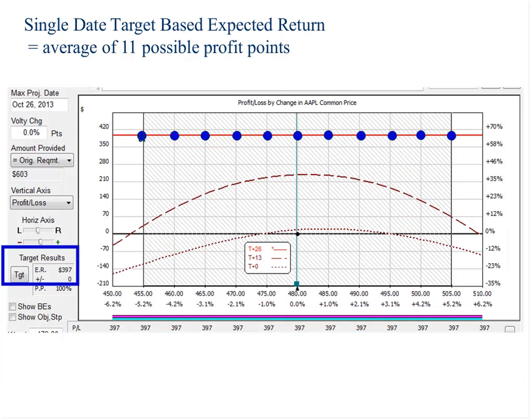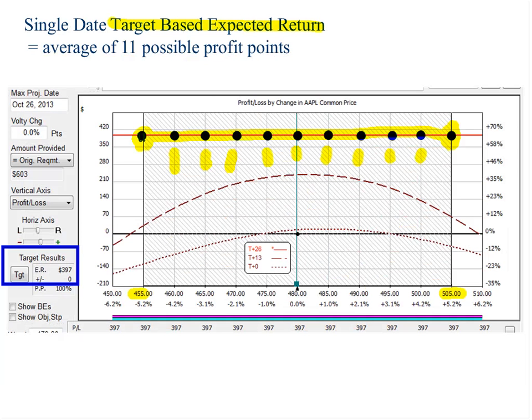Now, what OptionVue does to find the target-based expected return, it's going to take that target, for 455 to 505, and it's going to find 11 possible profit points along this red line up here. It starts by looking at the one on the far right edge, then the one on the left edge, and then 9 in between, equidistant from each other.